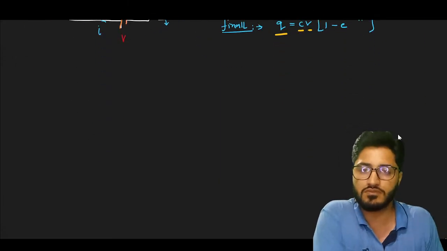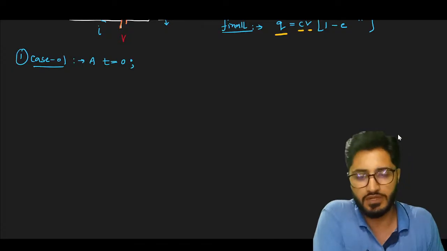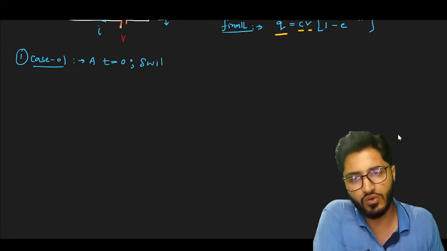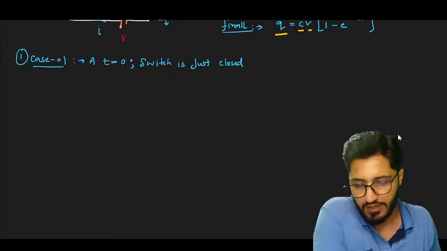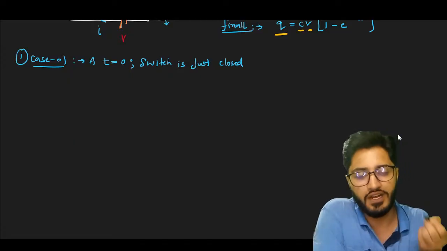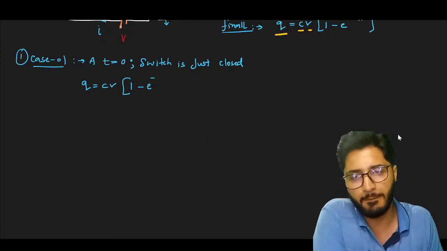That means the first case is at T equals to 0. T equals to 0 means the switch is just closed. If the switch is just closed, we need to find out the charge. So what is the equation? Q is equal to CV times 1 minus e to the power minus T divided by RC.